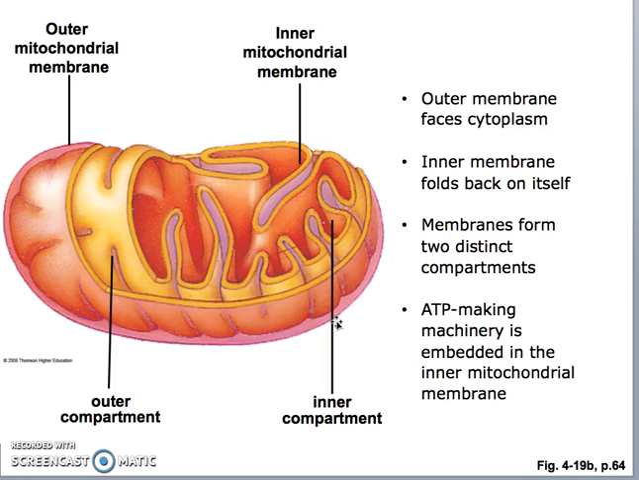This is the structure of the mitochondria. You can see here an outer membrane that surrounds the mitochondria and faces the cytoplasm. The inner membrane has these folds. These folds are called cristae, and they fold back and forth on each other. And that makes compartments. We have the very inside compartment, and we have this space between the outer and the inner membrane, another compartment. And we'll name those compartments when we get to the respiration section. But the ATP-making machinery is embedded on these folds of the inner mitochondrial membrane.